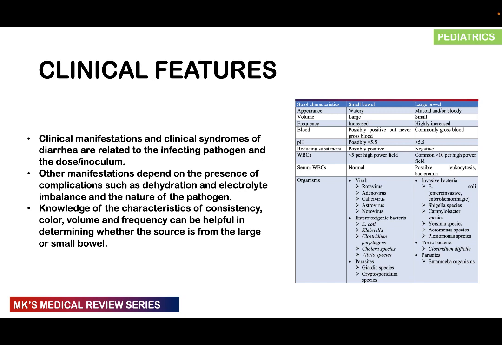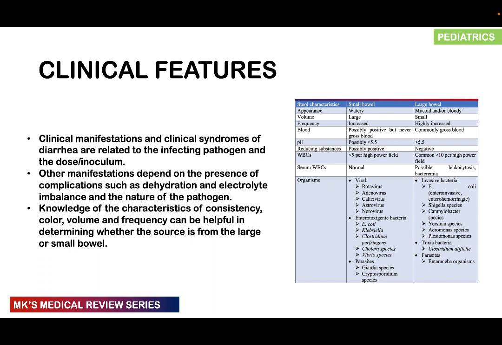And they may be blood, but it's never gross. It may be microscopic. The pH is usually less than 5.5. You do have some reducing substances that are present. White blood cells are usually less than 5 per high power field. The serum white blood cell levels are usually normal. Causes are going to be things like viral causes like rota, adeno, caliciviruses, astro, noroviruses. You may even have enterotoxigenic bacteria like E. coli, Klebsiella, Clostridium perfringens, cholera species, Vibrio species, and even some parasites like Giardia species and even Cryptosporidium species. These are going to be causing a watery type of diarrhea.